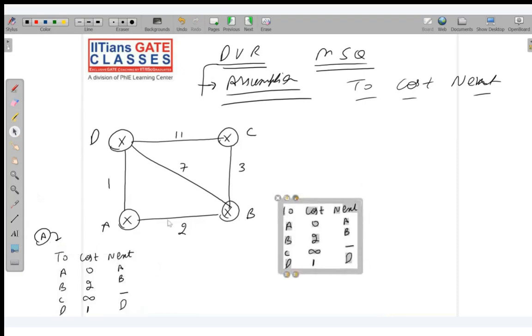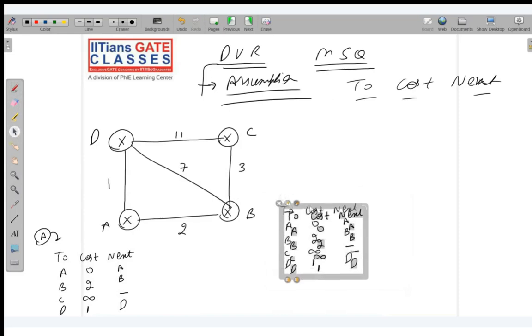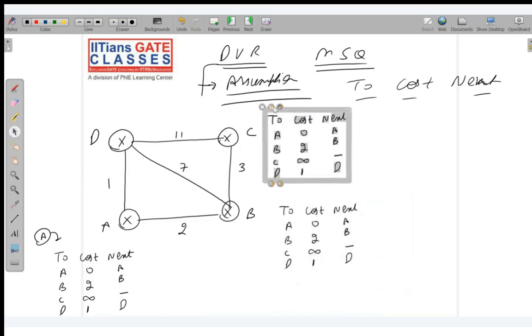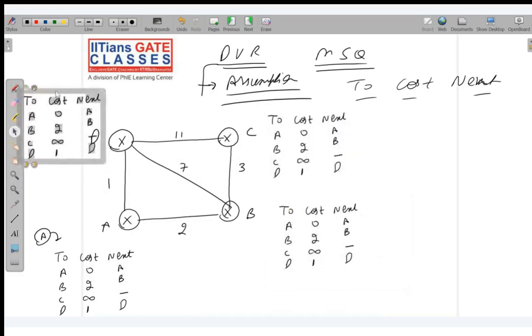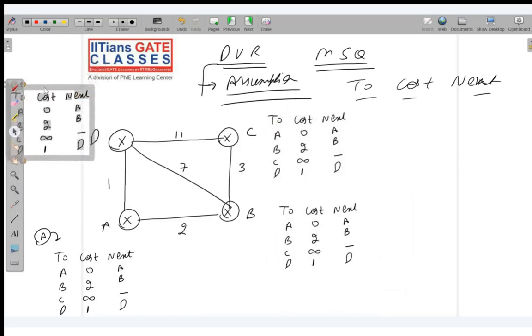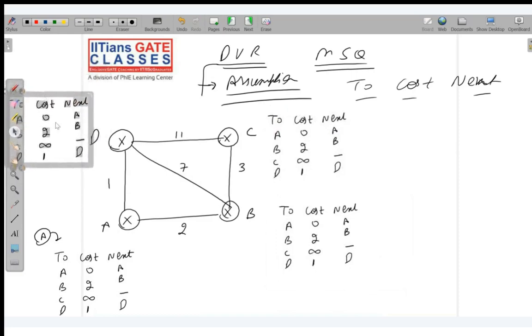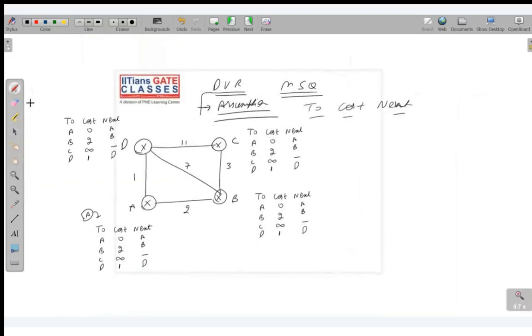This is for B. Okay, so I have kept it here. Yeah, so now I will keep on changing it. Okay, so this is D table. This is C table and this is B table. A, B, C, D, that is same only.